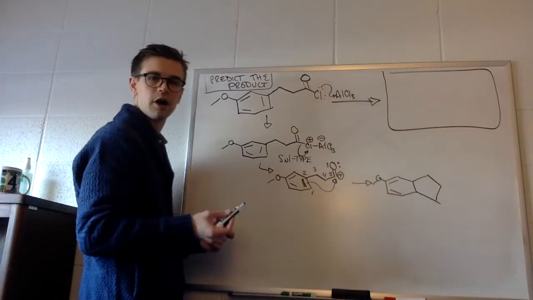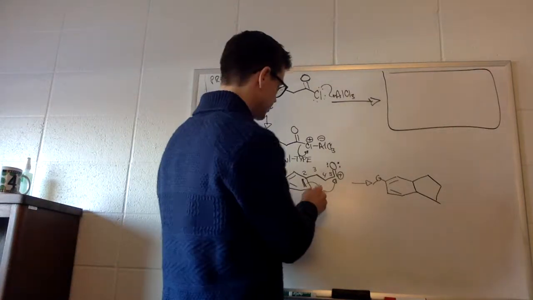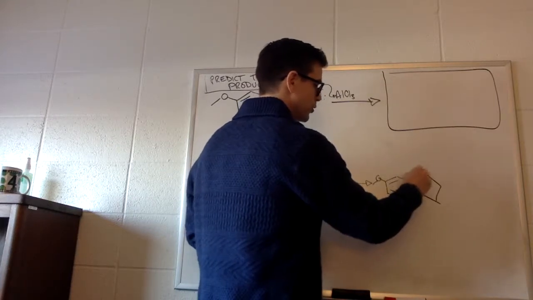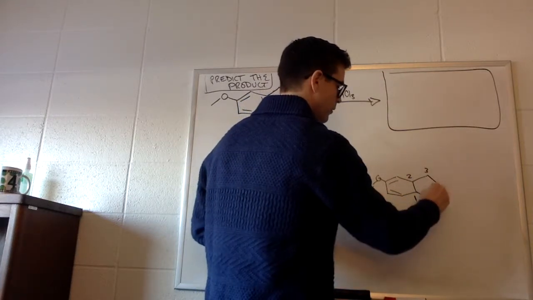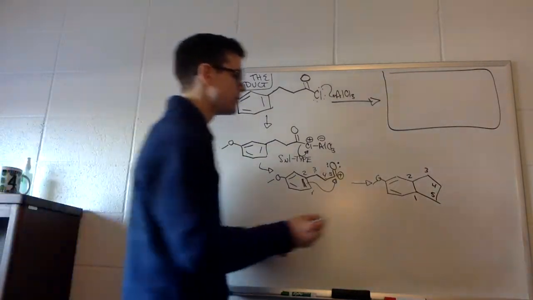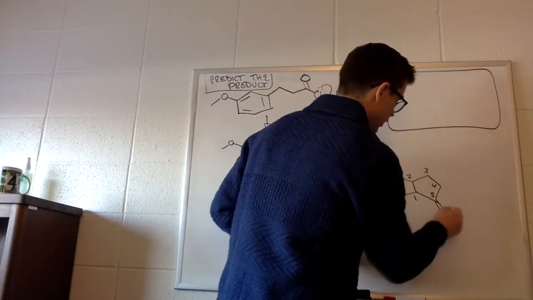And then let's number our carbons so we know where to put things. So this was 1, 2, 3, 4, 5. So we're going to start in that same position. 1, 2, 3, 4, 5. Where was our carbonyl? It was at position 5. So we'll draw our carbonyl there.